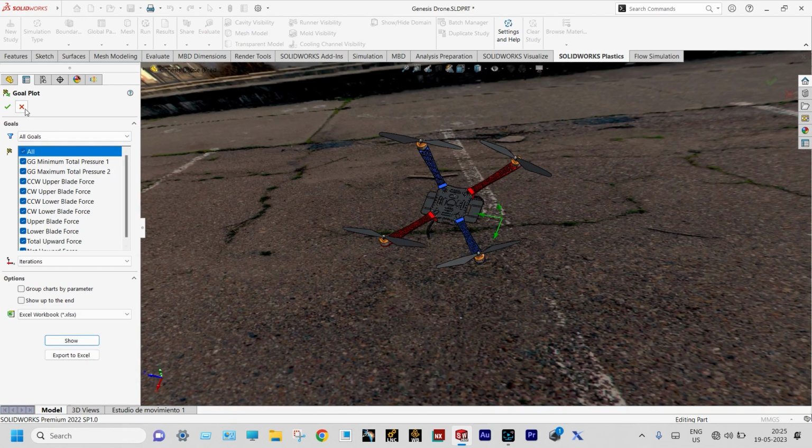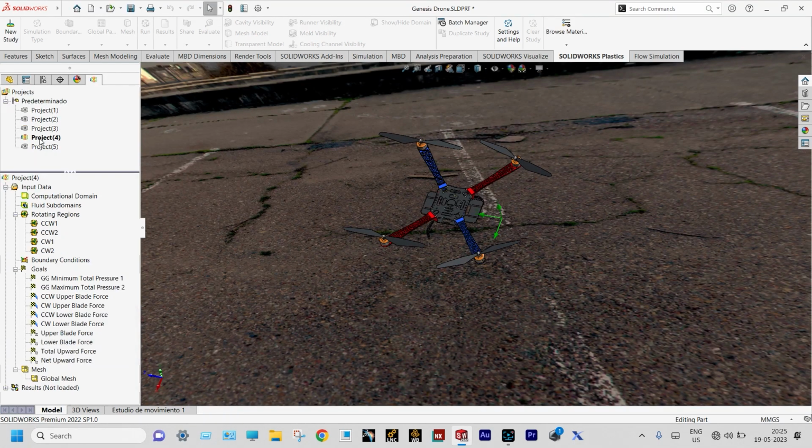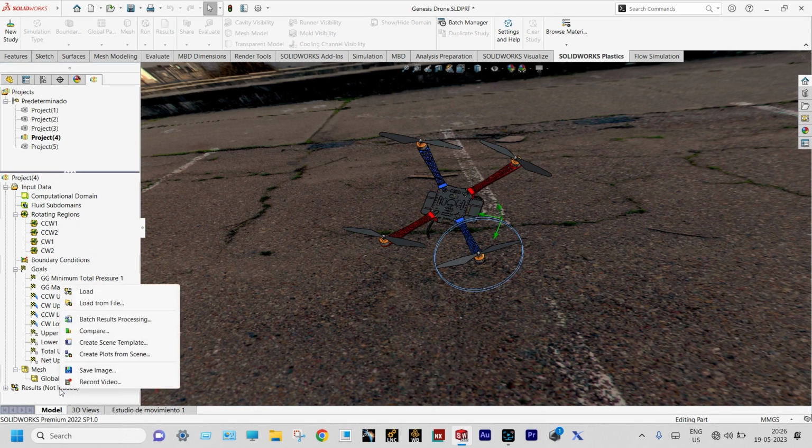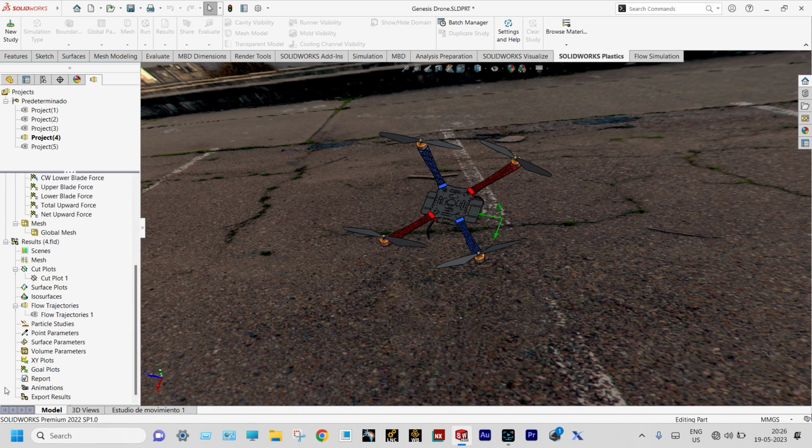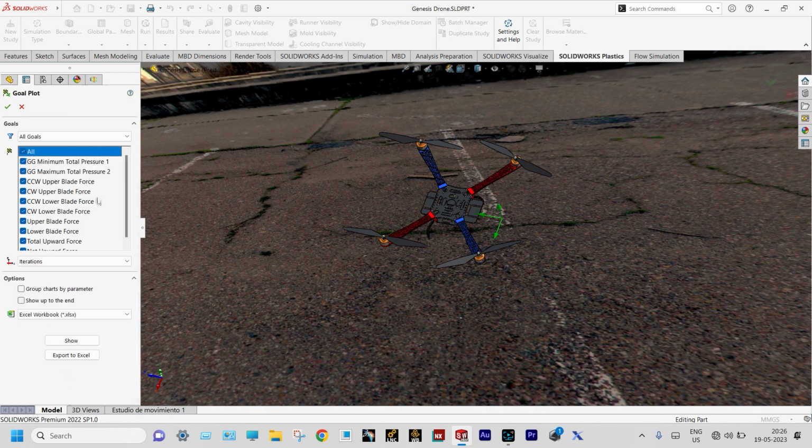Finally, we'll see the fourth project. In the fourth project, let us see the RPM of the rotors. It is 6000 RPM. This is counterclockwise rotation with 6000 revolutions per minute. This is clockwise motion with 6000 RPM, and this one is also clockwise. Now let us see the results from here. It should be loaded first. Done. Now you can see the results from here. Goal plots. Insert goal plots. We want to view all the results from here.